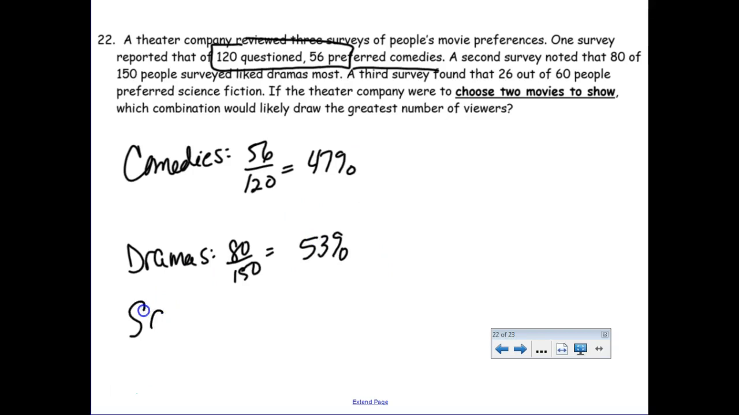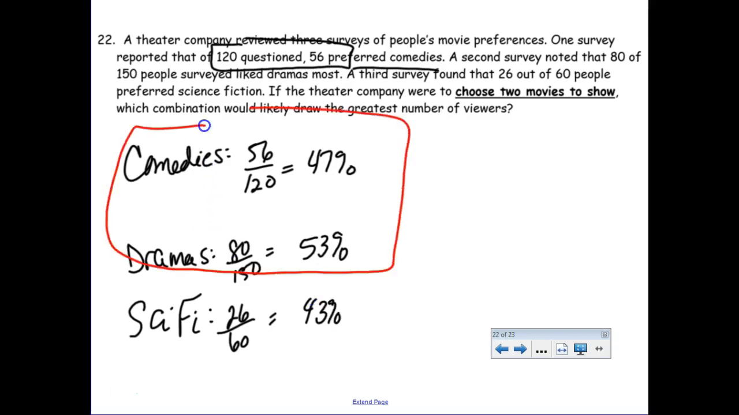And then we have sci-fi. And I appreciate if you show me this math, because if you make a mistake, maybe I can figure out what you did. But this is one of those get it right or get it wrong moments. Remember, your post-test is being graded traditionally, which means you just have to be perfect all the time. So good luck. Alright, 26 out of 60 is 43%. It was not a very uplifting speech from your teacher, sorry. So comedies and dramas, those are the 2 highest percentages, and that's my answer.